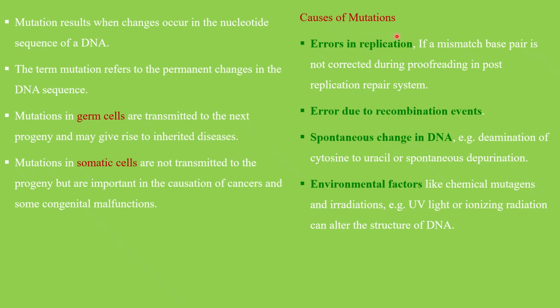Now, causes of mutations. They can be errors in replication, such as a mismatched base pair not corrected during the proofreading phenomenon in the post-replication repair process, or errors due to recombination events of the DNA, or spontaneous changes in the DNA, like deamination of cytosine to uracil or spontaneous depurination. Then certain environmental factors can also be culprits, like chemical mutagens and irradiations, like UV light or ionizing radiations, which can alter the structure of DNA.